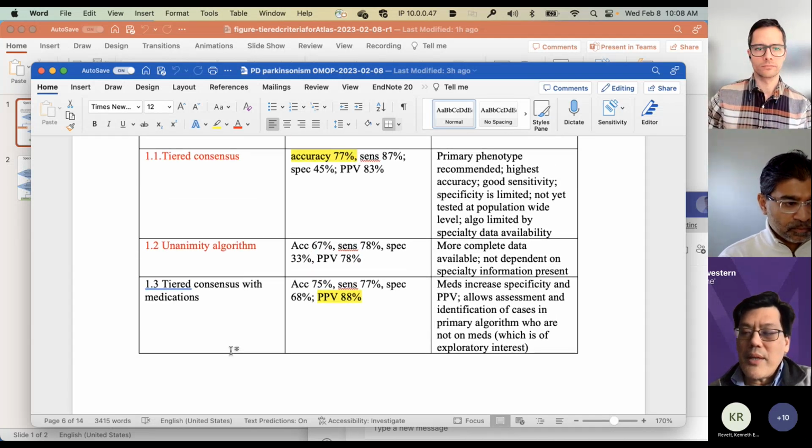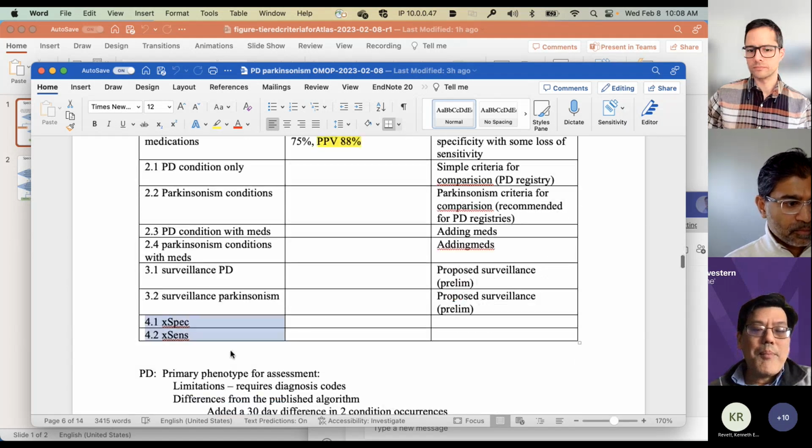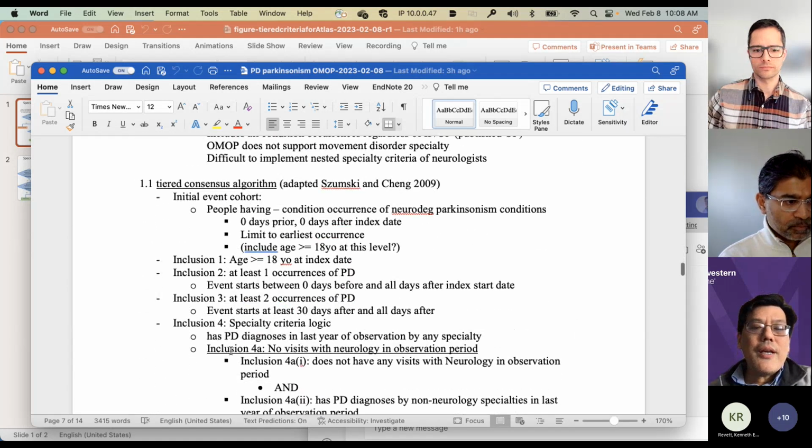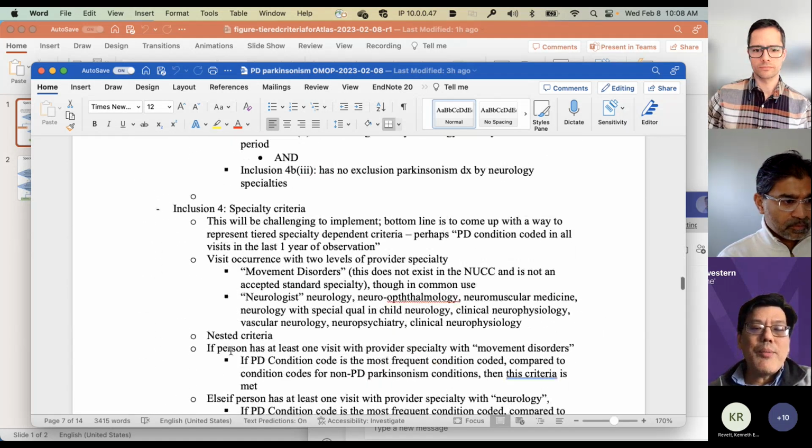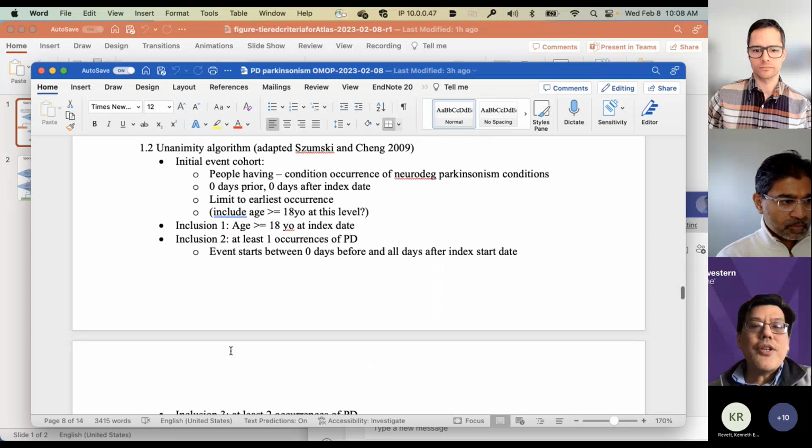Okay, hearing none, I'm going to dive into the details. So I'll start with the unanimity one, which is easier. So the unanimity one, 2009.